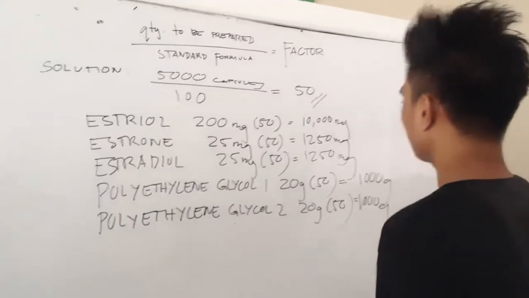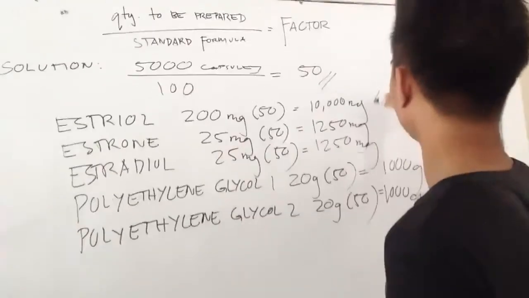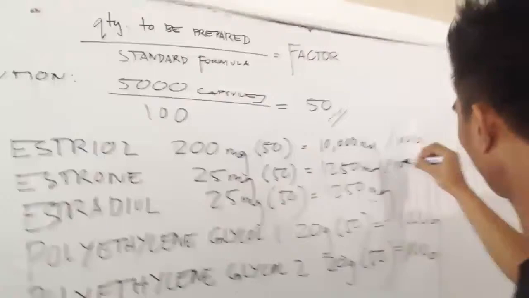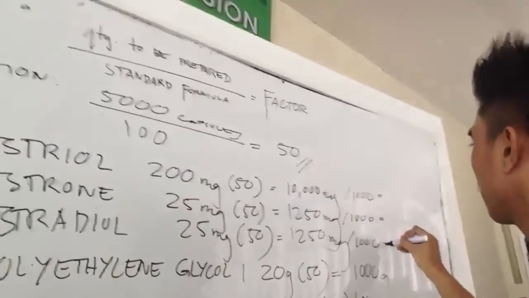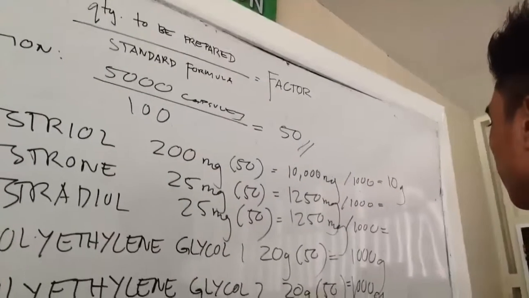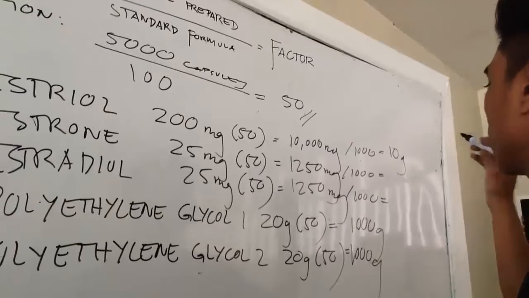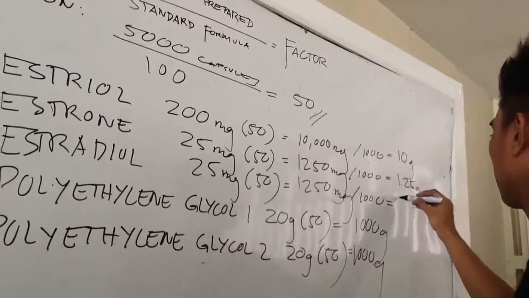Note that the first 3 ingredients should be in grams. Therefore, we should divide it by 1,000. 10,000 divided by 1,000, 10 grams. 1,250 milligrams divided by 1,000, 1.25 grams.